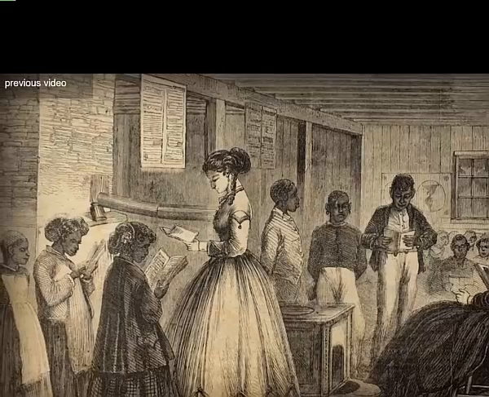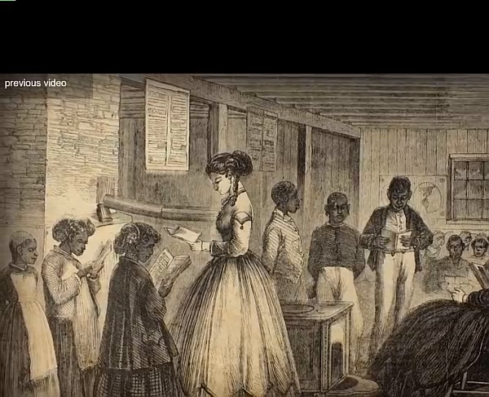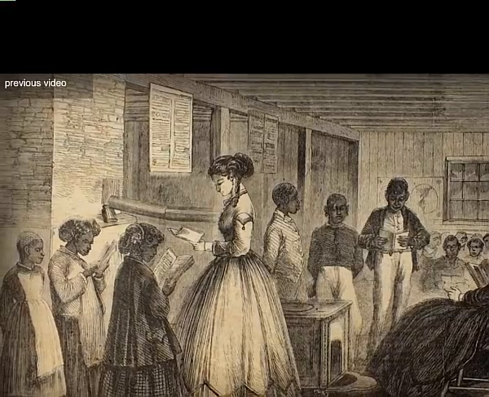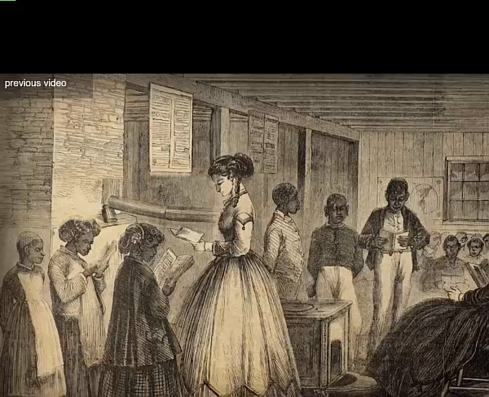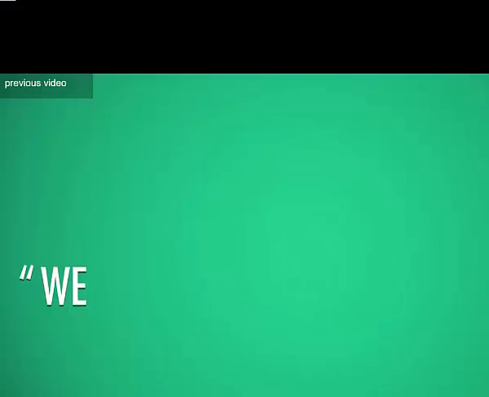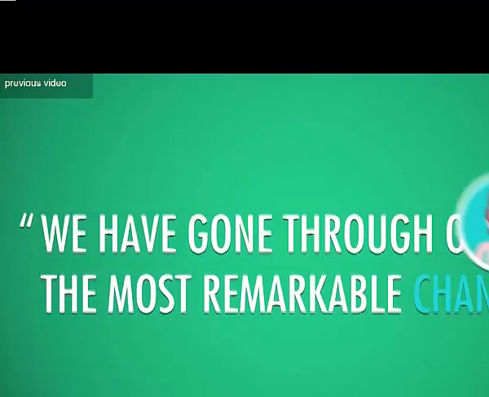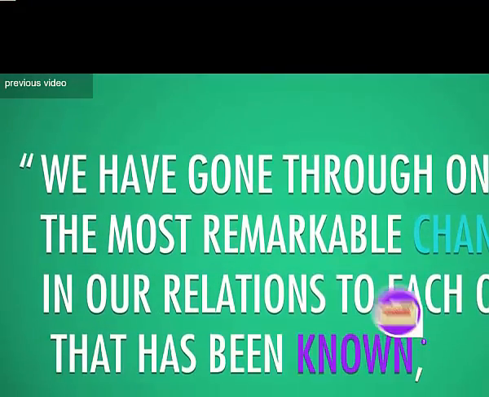But in the end, Republican governments failed in the South. There were important achievements, especially a school system that, while segregated, served both black and white children. And even more importantly, they created a functioning government where both white and African American citizens could participate. According to one white South Carolina lawyer, "We have gone through one of the most remarkable changes in our relations to each other that has been known perhaps in the history of the world." That's a little hyperbolic, but we are America after all.